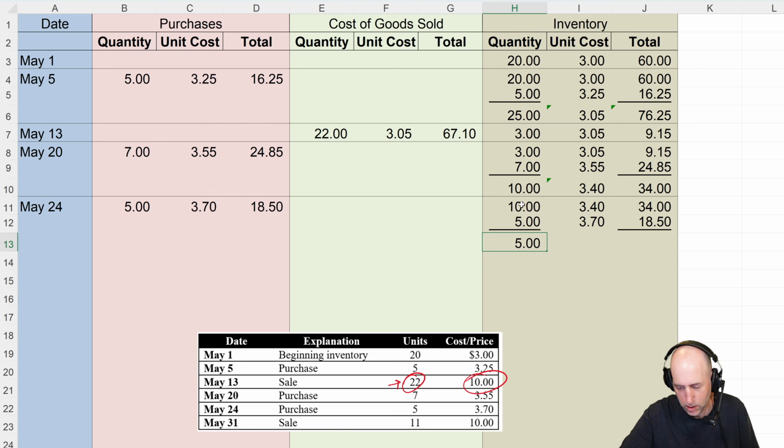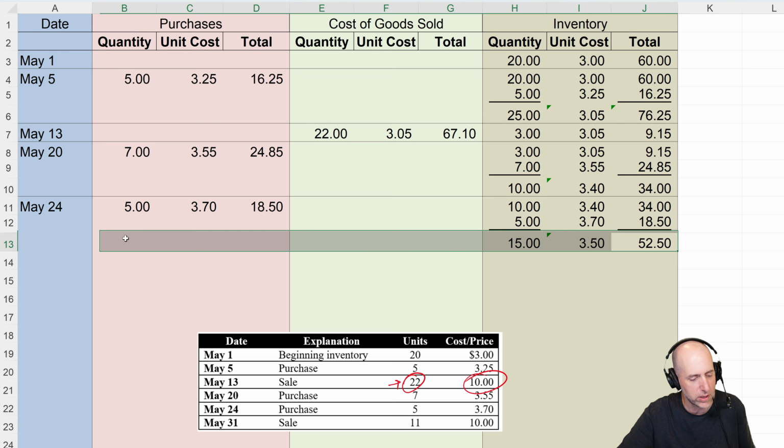Oops. What is going on? Keyboard lack of skill right now. 34 plus 18 is 52. 52 divided by 15 is 3.5. So our weighted average inventory cost is now 3.5.